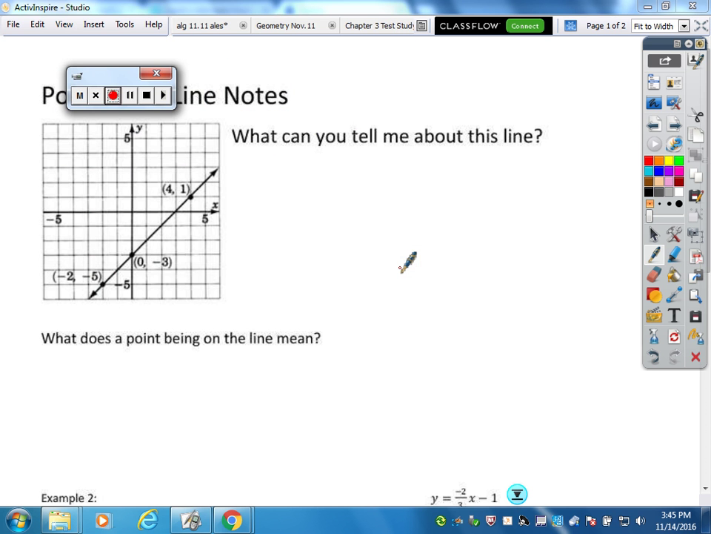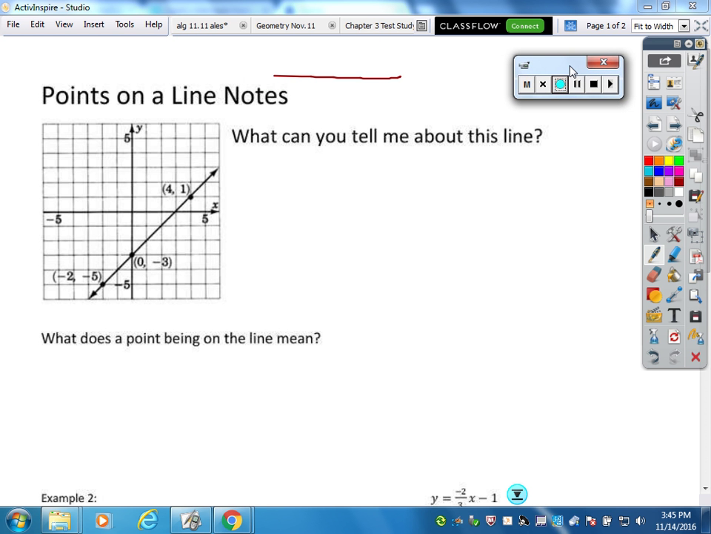Today we're talking about points on a line. These are your points on a line notes. The first thing I want you to do is tell me anything you can about this line right here. If you are watching this in video, please pause the movie and list as much as you can, and then come back and see if we got the same things.